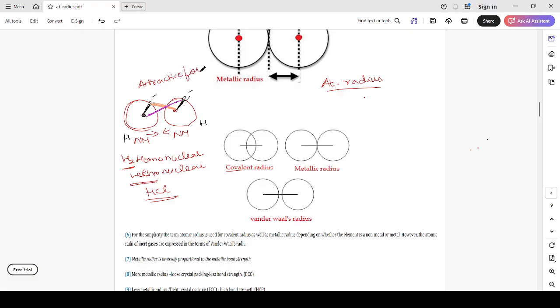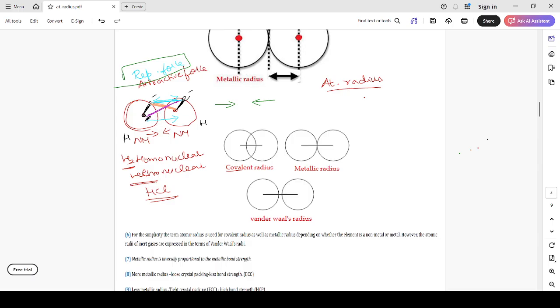What about repulsive force? That also should work here. The two electrons should repel each other because of the same charge. The two nuclei should also repel each other because of the same charge. So two forces are happening, attractive force and repulsive force. They are trying to come close to each other, but the repulsive force is also stopping them.